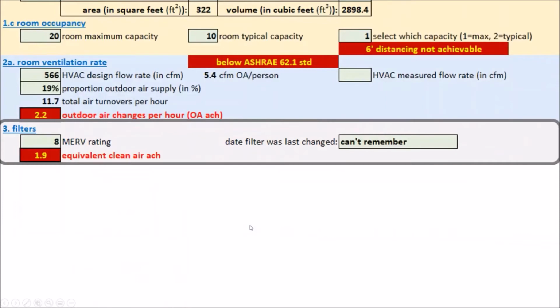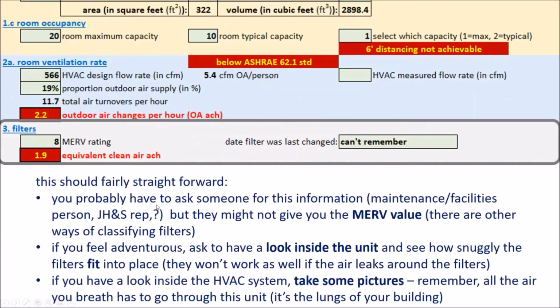Okay, now let's add filters. Well, the standard filter in most places prior to the pandemic is a MERV 8 filter. And so finding out what kind of filters you have should be fairly straightforward. You could probably ask someone for this information: maintenance, facilities, a health and safety rep, or even a purchasing agent. They may know. They may not give you the MERV rating. There are other ways of classifying filters, and I have a slide coming up that converts the different ways of rating filters. If you feel adventurous, you should actually go and have a look inside the unit.